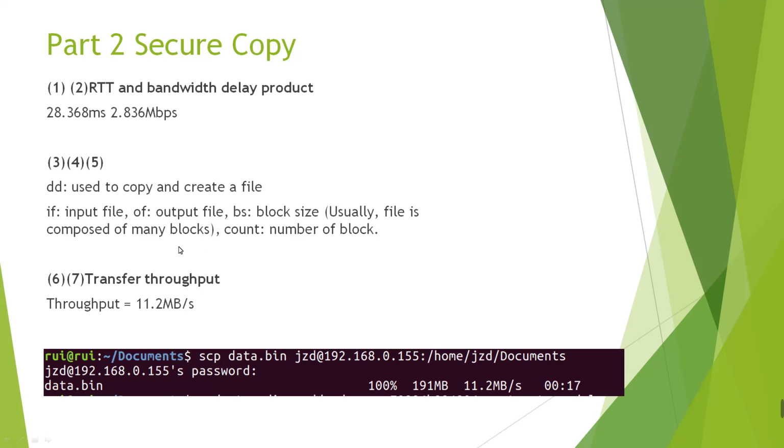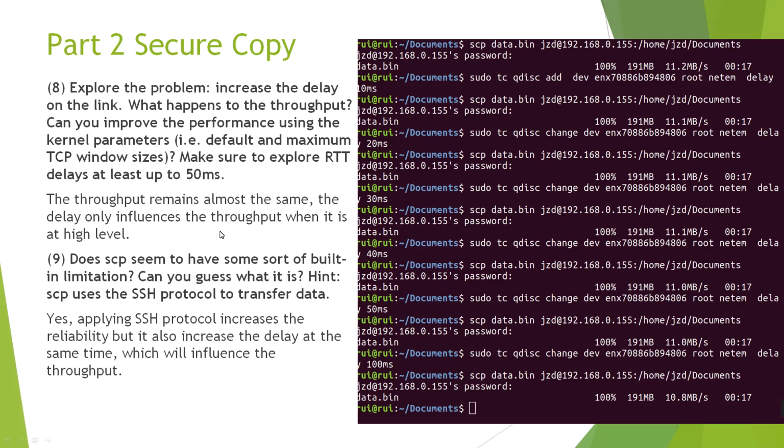For the transfer throughput, in this case we limit our bandwidth to 100 megabits per second, so the throughput corresponds to the theoretical throughput, which is 11.2 megabytes. Here it is bytes and the bandwidth is bits, so this times 8 is actually close to 100 megabits per second. As we increase the delay on this link, we find that at some point the throughput decreases, because as we explained in part 1, the higher the delay, the larger the window size we should have. But here we didn't modify the window size, so the transmission speed decreases slightly.